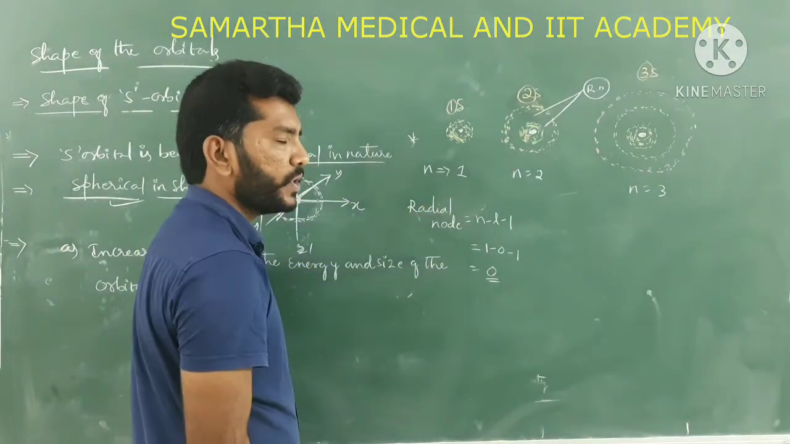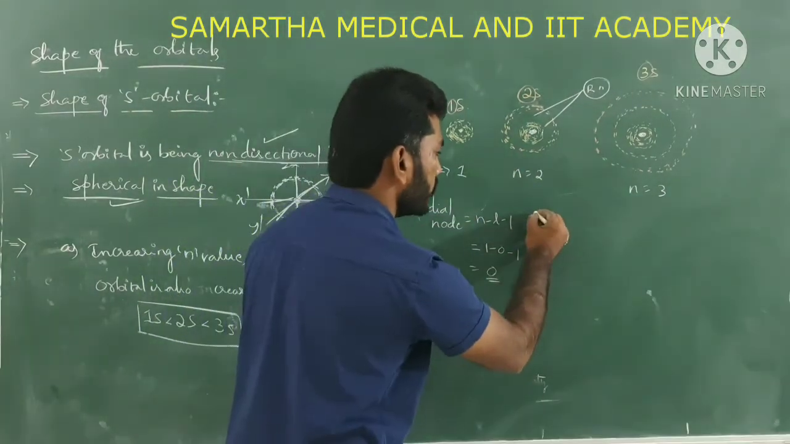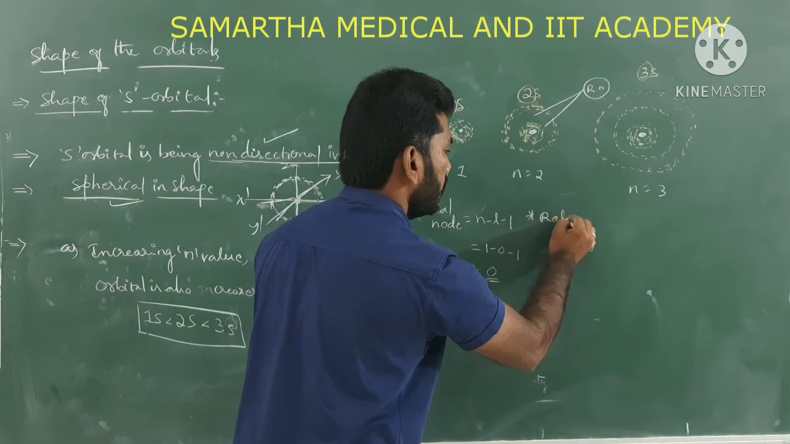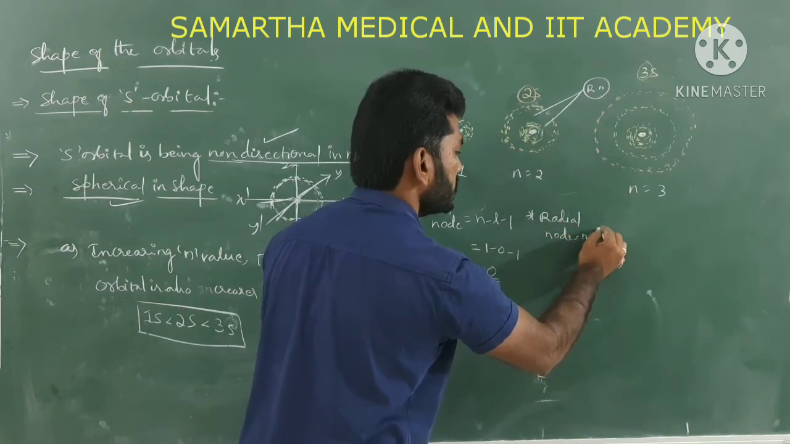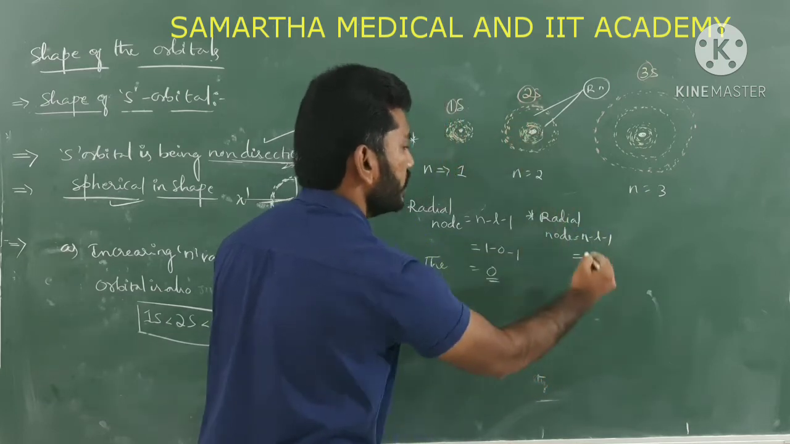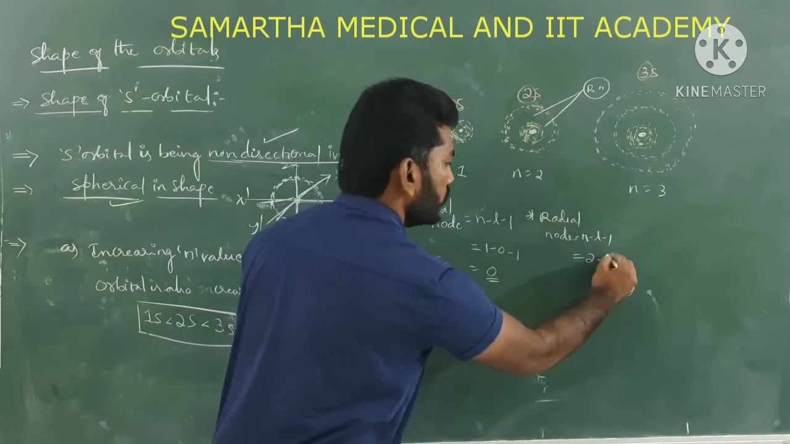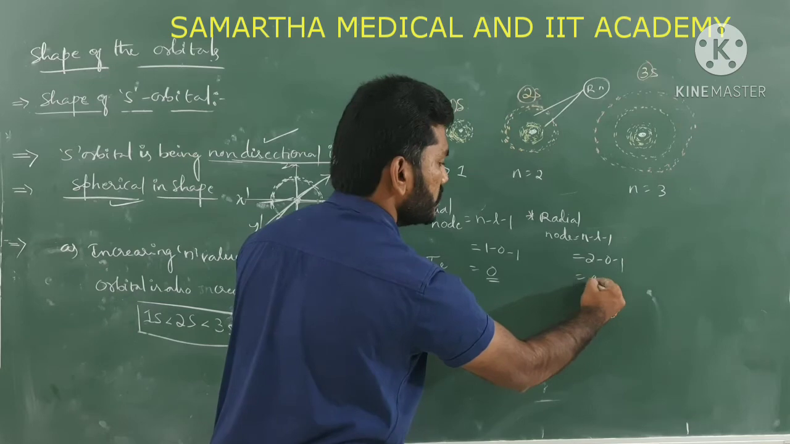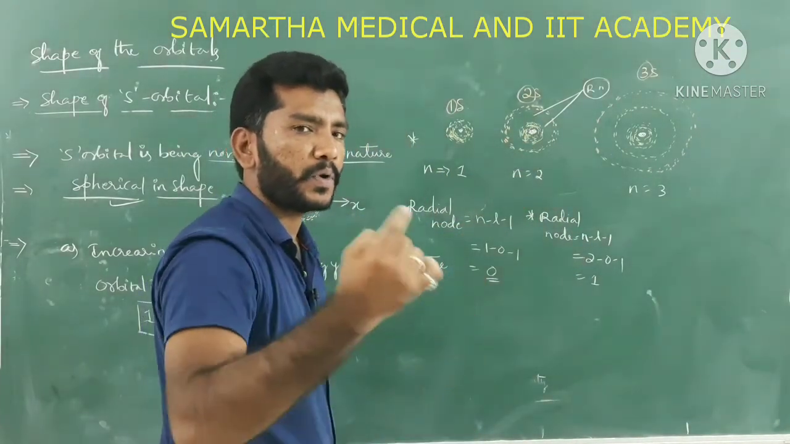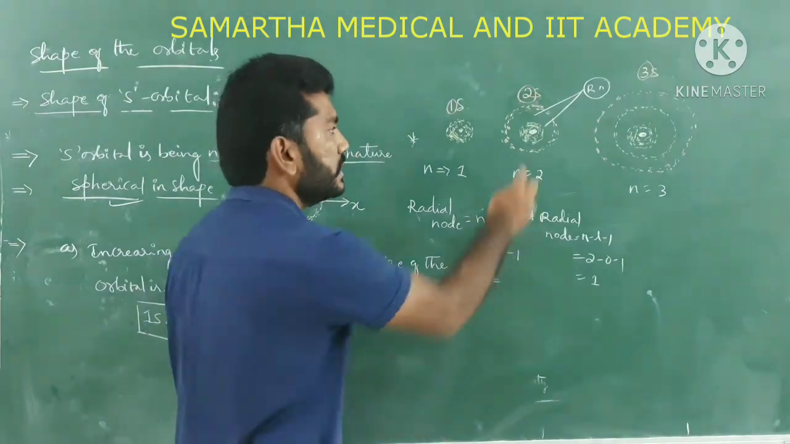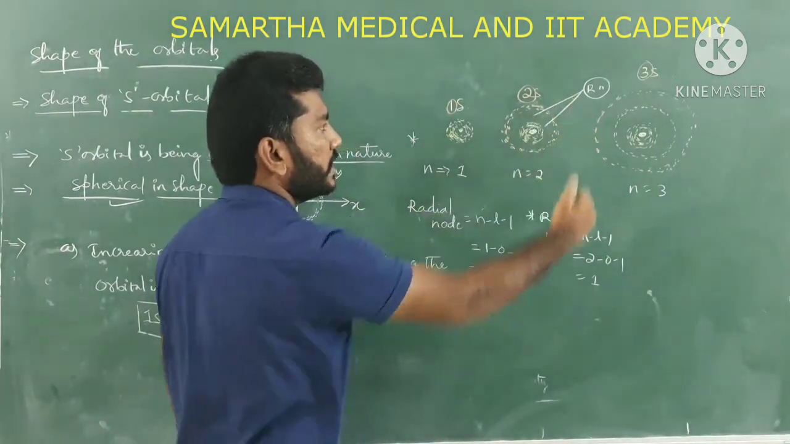If you want to calculate with the help of the formula, then go with that. Radial node equals n minus l minus 1. What is the n value in the case of the 2s orbital? 2. What is the l value? 0. 2 minus 1, guys, is 1. So this is the radial node. A node is nothing but the place where the probability of finding the electron is going to be 0, meaning there is empty space, that is nothing but a node.